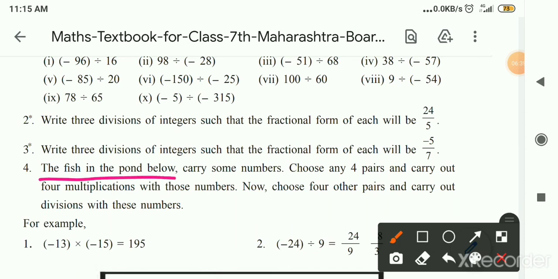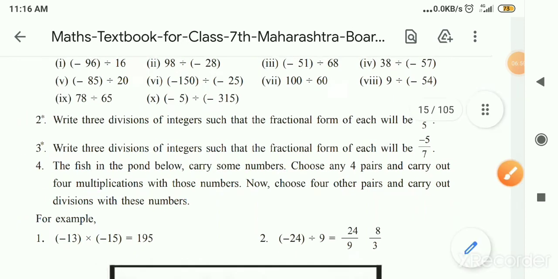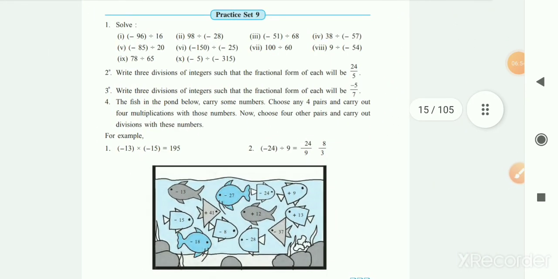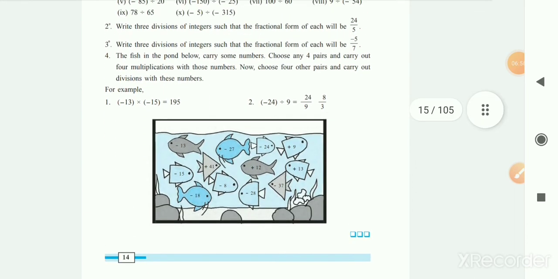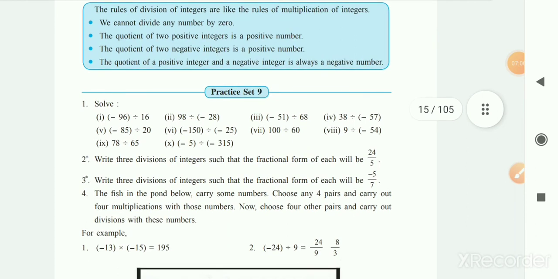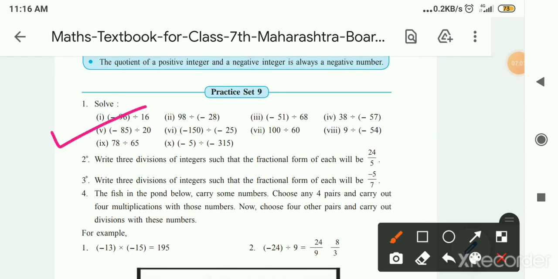Fish in the pond carry some numbers. Choose 4 pairs and carry out the multiplication of these numbers. Choose 4 pairs and carry out the division of these numbers. So we have to take the examples. These examples, 2, 3, 4, we will solve tomorrow. No problem, tomorrow we will finish this. You have to solve question number 1 today, that is your homework, and the second, third and fourth examples we will take in our next lecture.